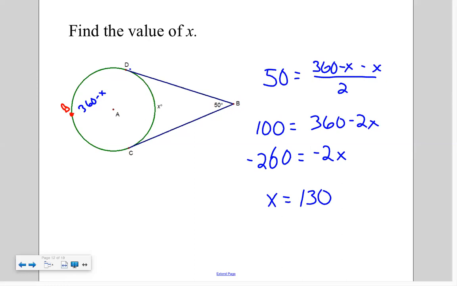We get x equals 130. So we know that the measure of this arc is 130. And if we wanted to find the major arc, it'd be 360 minus 130, which this arc would be then 230. Okay. Don't be surprised if you see another problem similar to this. Sometimes you may be given the major arc as x, sometimes the minor arc as x, but you can still solve the problem in a similar fashion.